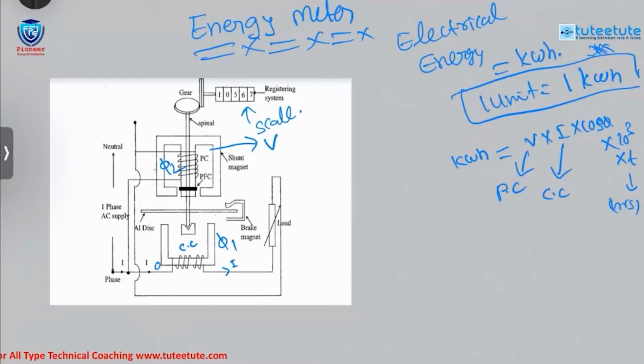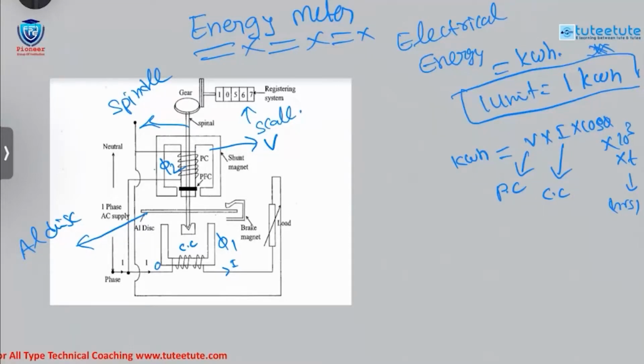When these two fluxes are there, this is the aluminum disc. They will exert a force on the aluminum disc, and the disc starts to rotate. Once the disc rotates, the spindle rotates. This is the spindle. When the disc rotates, the spindle rotates. By using a gear mechanism, these numbers also change accordingly with our current consumption.